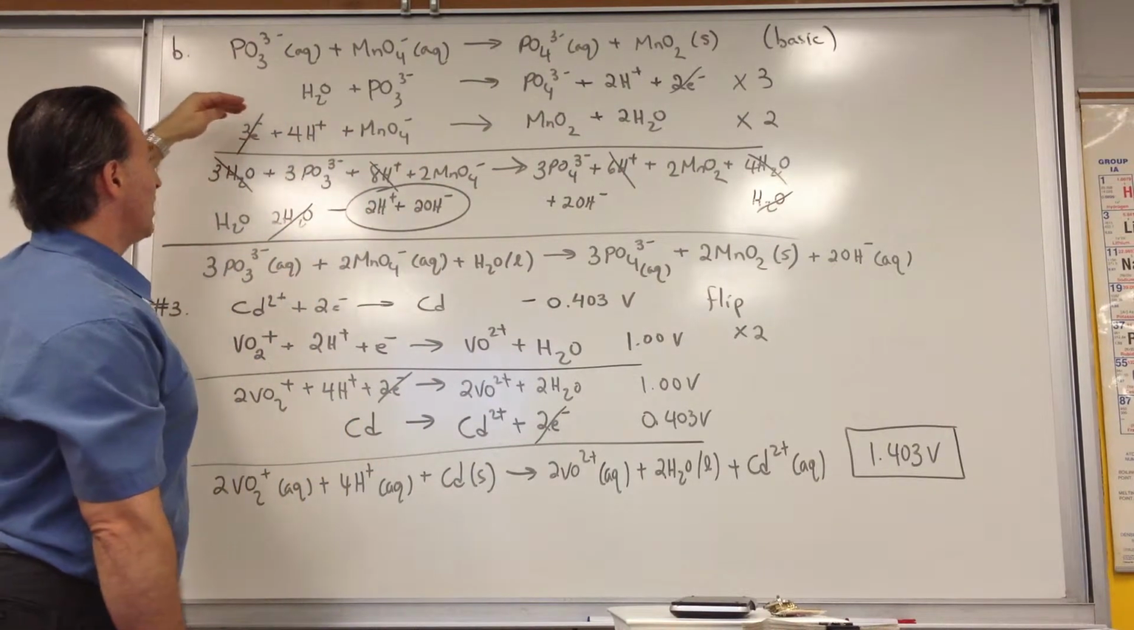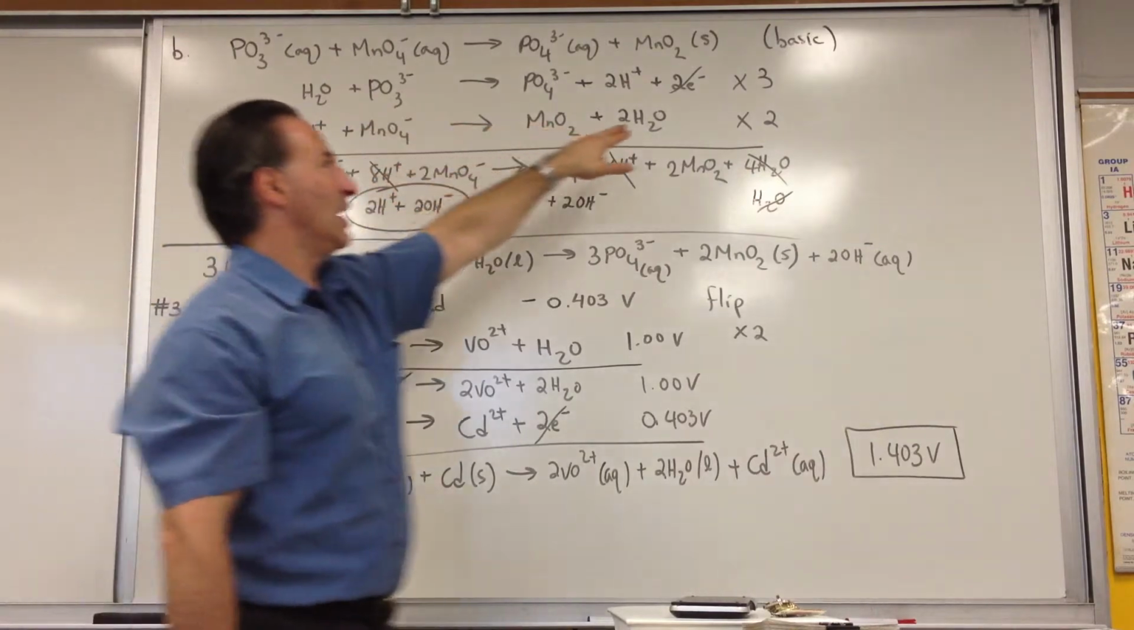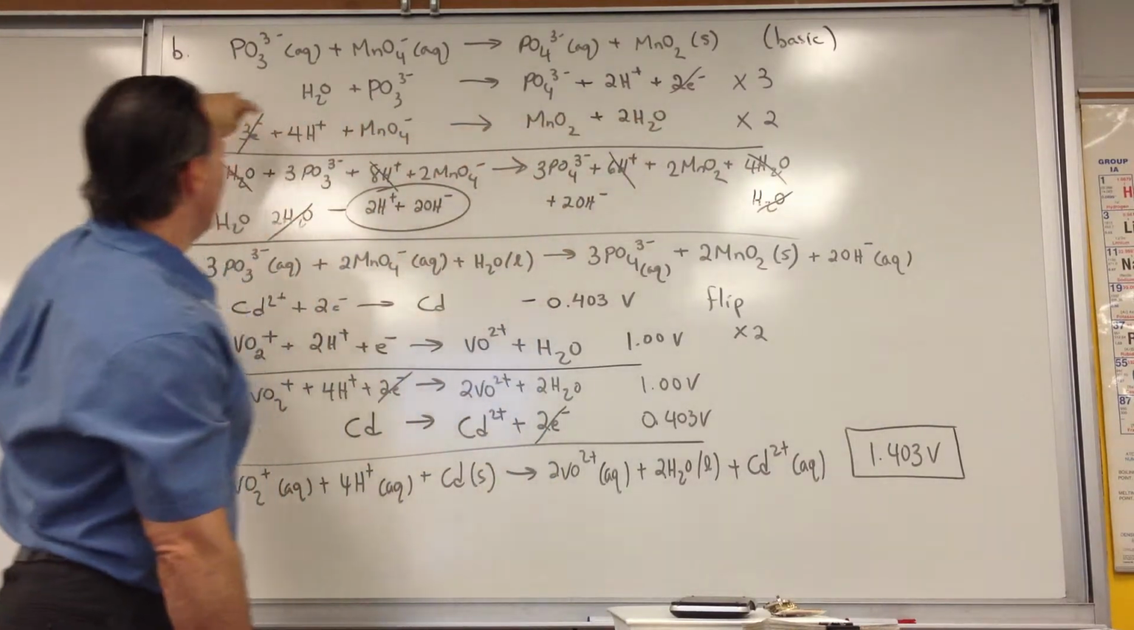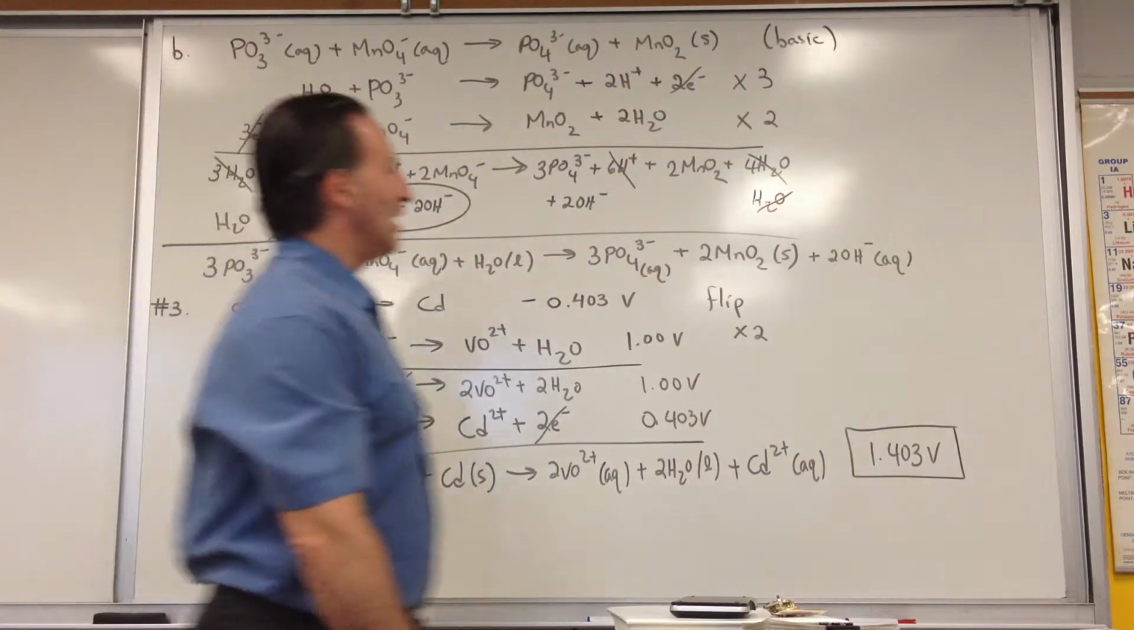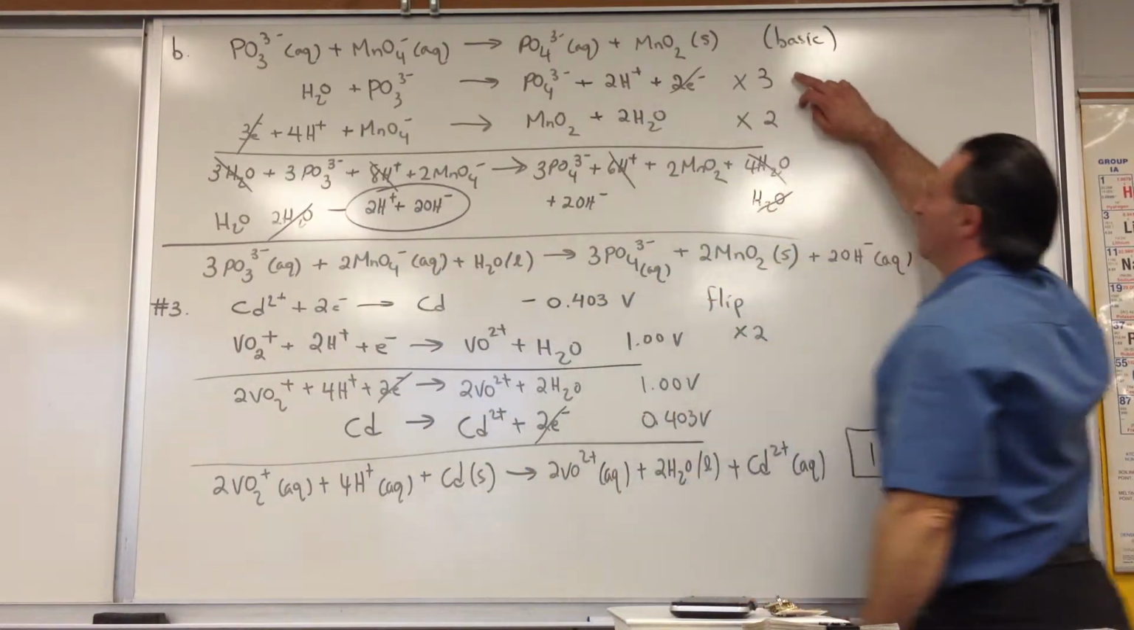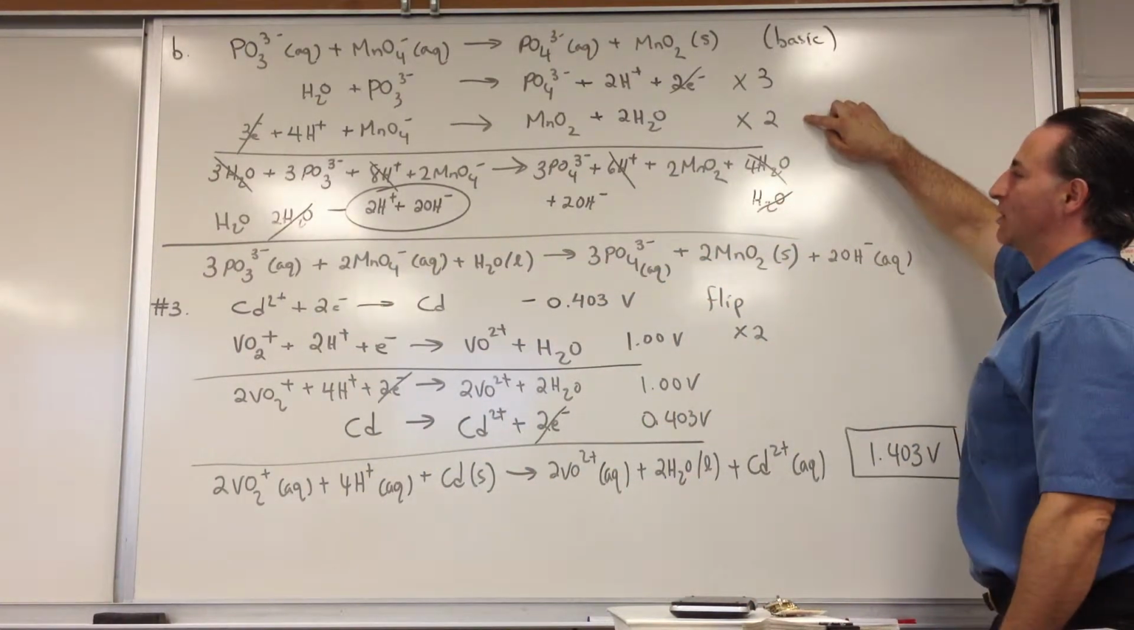Now we notice that the first half reaction has 2 electrons. The second half reaction has 3 electrons. So we're going to balance it algebraically by multiplying the first one by 3 and the second one by 2.